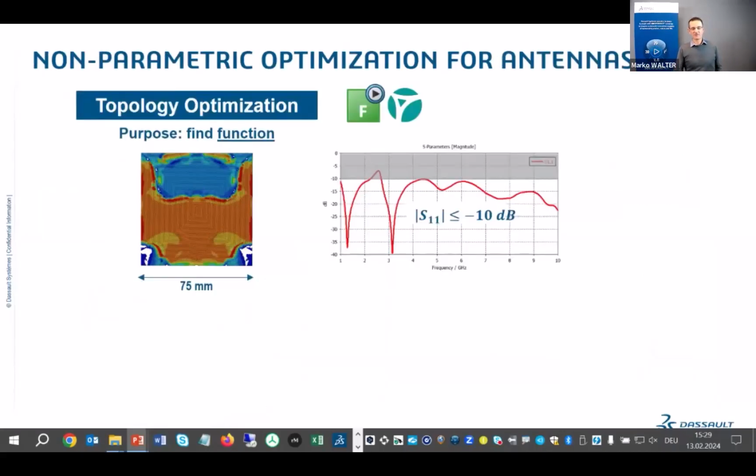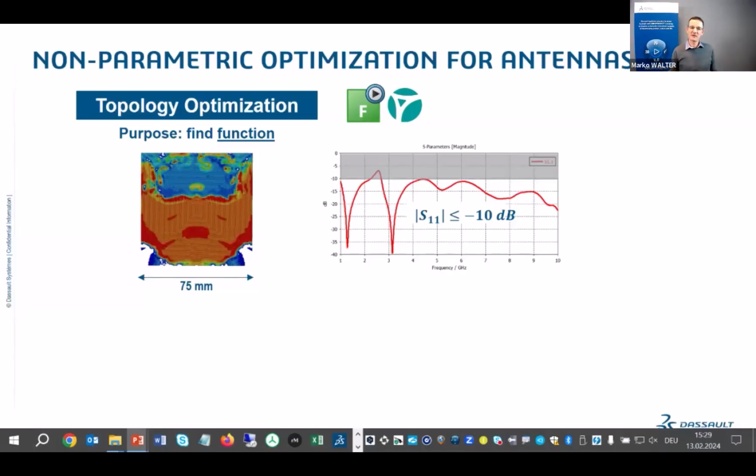Now, a brief mention about non-parametric optimization for antennas. There'll be a dedicated talk for this topic in a short while, but the point is that custom antennas for compact integrated devices in particular are a difficult task for which parametric studies often aren't suitable.